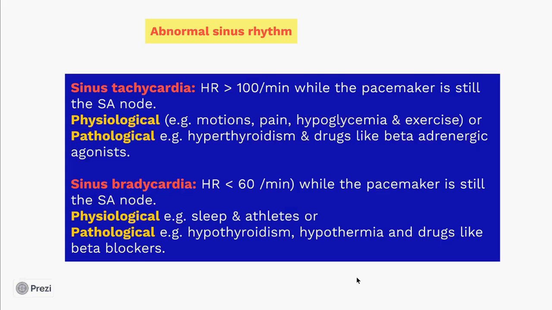Can anybody say that? What's the normal heart rate? What's the abnormal heart rate? What's tachycardia? What's bradycardia? What's sinus tachycardia? What is sinus bradycardia? Tijani.